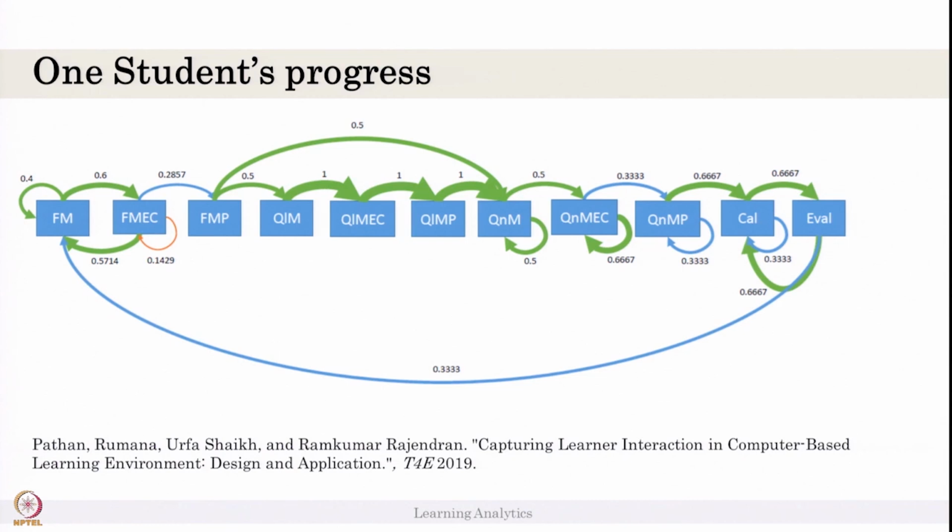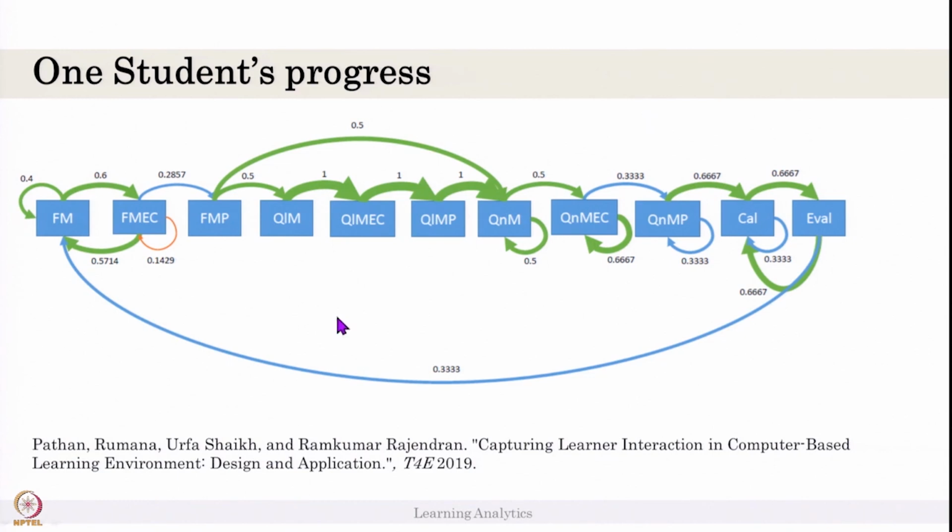So, which way would the student have progressed? First you would have started with functional model, then you would have spent some time on functional model contextualization before you jump into functional model planning. Once in the functional model planning, you would have directly jumped to quantitative model. If you did qualitative model, you would have done qualitative model contextualization, planning, and then gone to quantitative model.